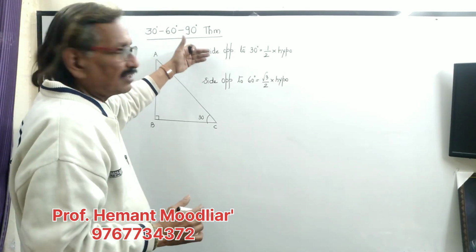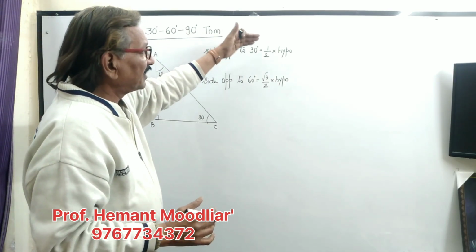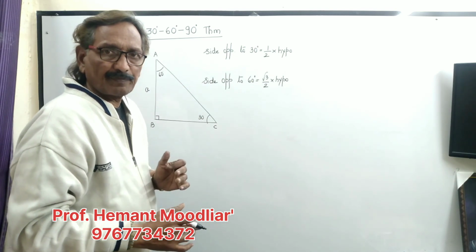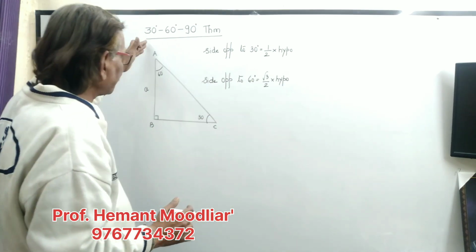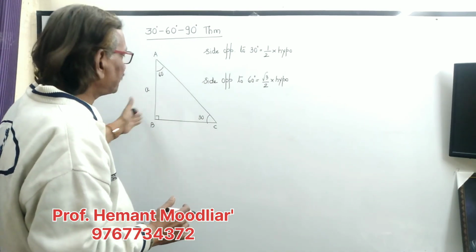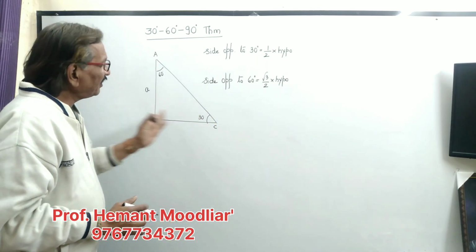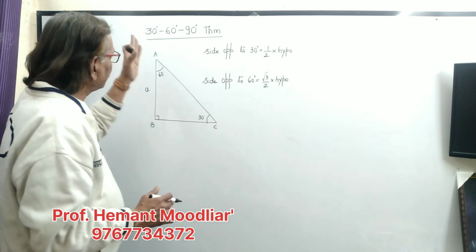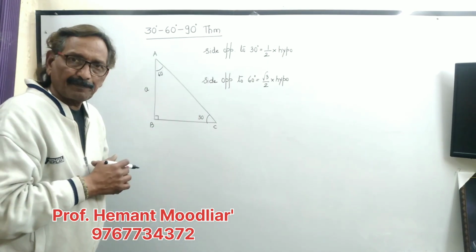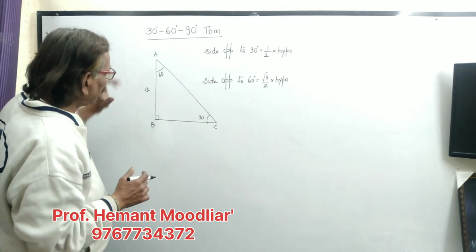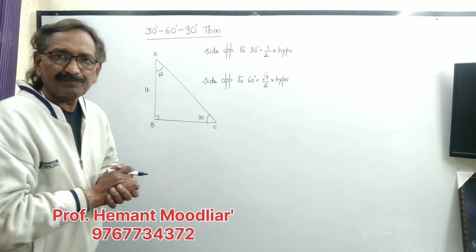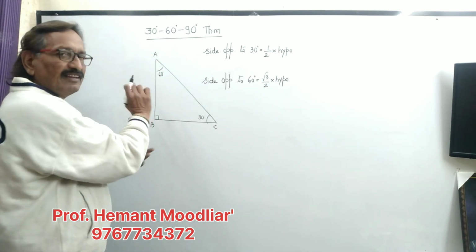What is given? Side opposite to 30 degree is half of hypotenuse. Let us consider a right angle triangle ABC. At B it is 90 degree. Consider angle C as 30 and consider angle A as 60. Now just consider this AB as small a. The value given for side AB is a.